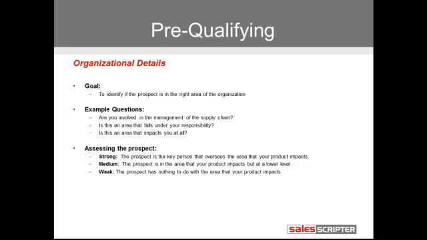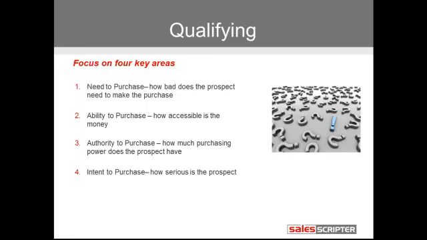To assess the feedback, if the prospect's the key person, then that's strong. If they're in the general area but they're not the key person, the decision maker, then that's a medium response. And if the prospect has nothing to do with what you're dealing with, that's weak, of course. So that's pre-qualifying, and you're probably going to look for some pain and see if you're dealing with the right person. The responses to those will determine, okay, it makes sense for us to at least have a conversation.